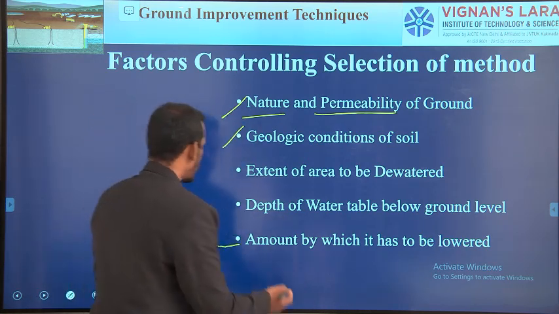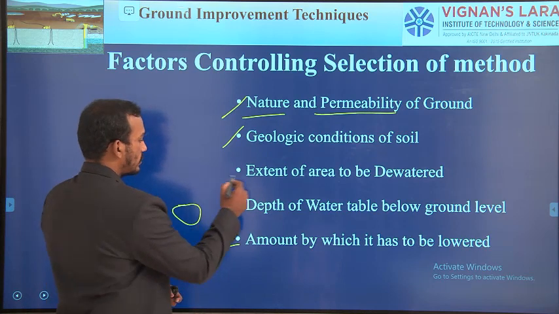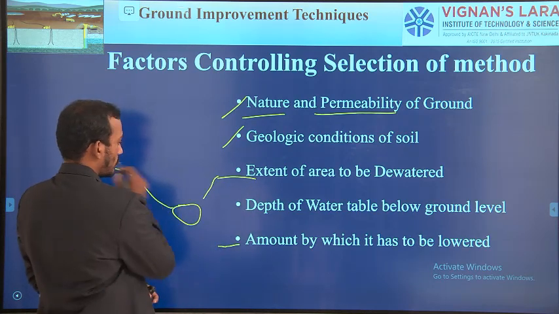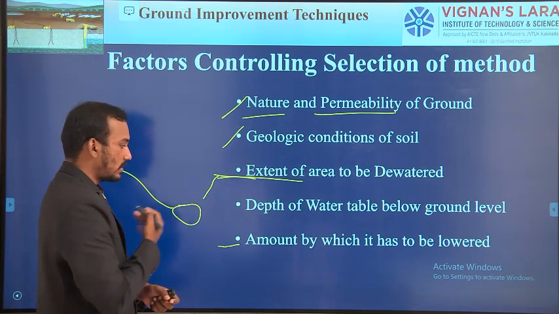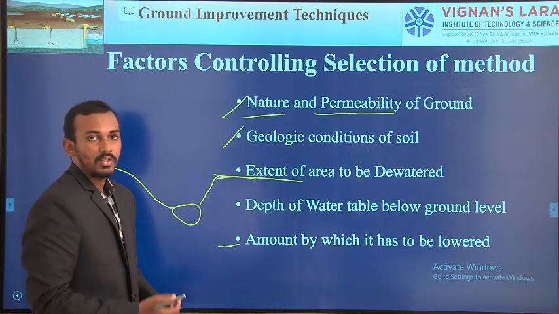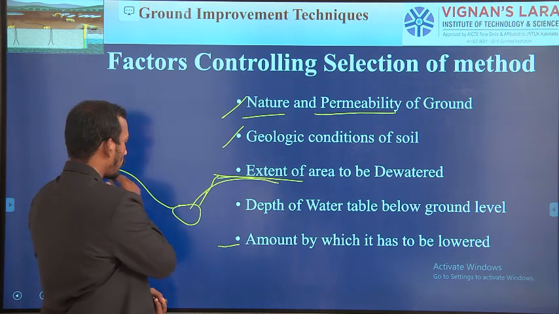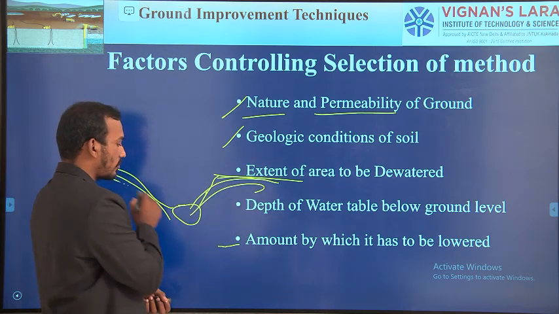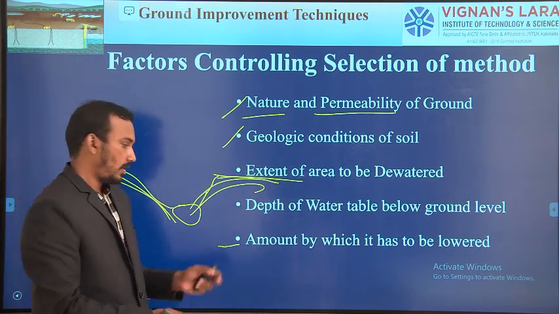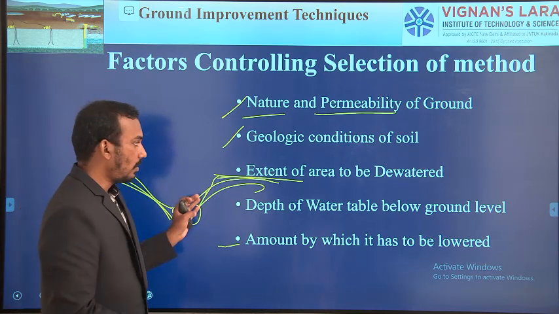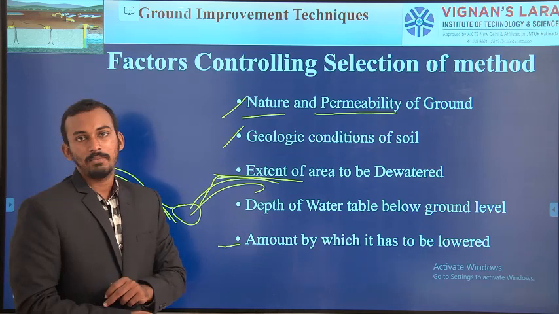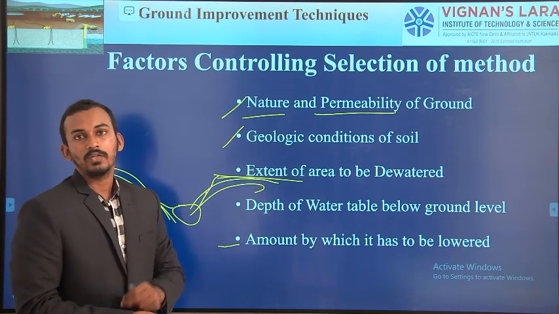See, for example, this is our site and these are our surrounding sites. Our surrounding site is at a much higher level. Our site is at a very low level. So what happens? All the water from our surroundings keeps on coming to our site only. So here the quantity of water that we need to remove is very high. So the geological condition of soil will also impact the method that we need to adopt.